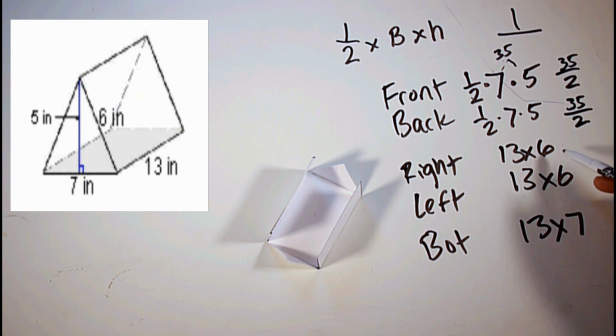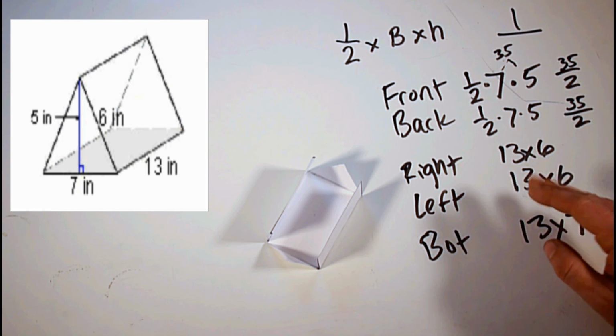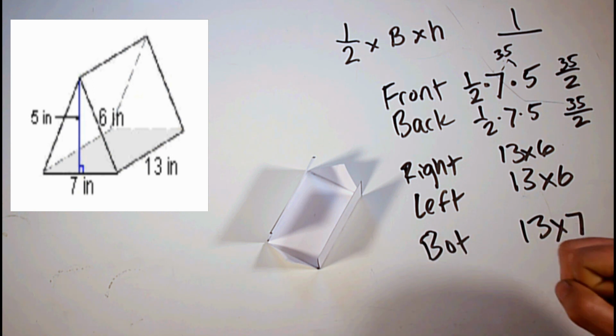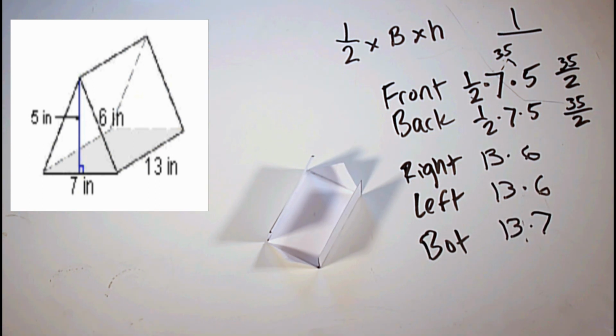Okay, so now as we make our way down to 13 times 6 and then 13 times 7, and again, they're really kind of inched over. I'm not really happy with that. Let's move them back even more. All right, a lot better.